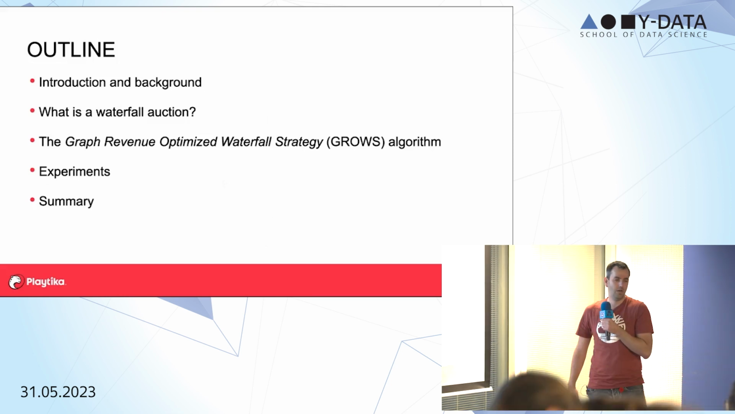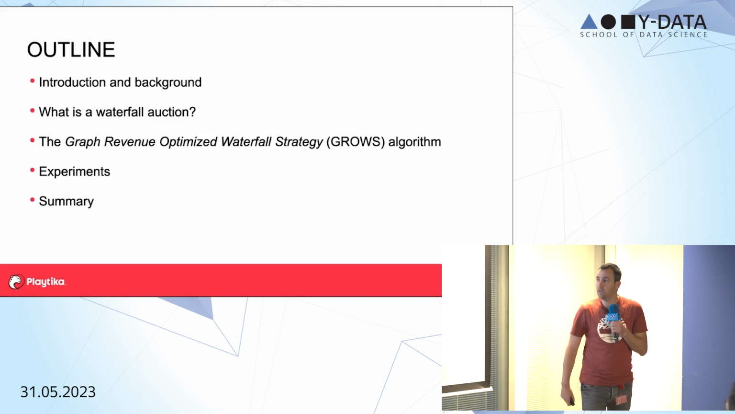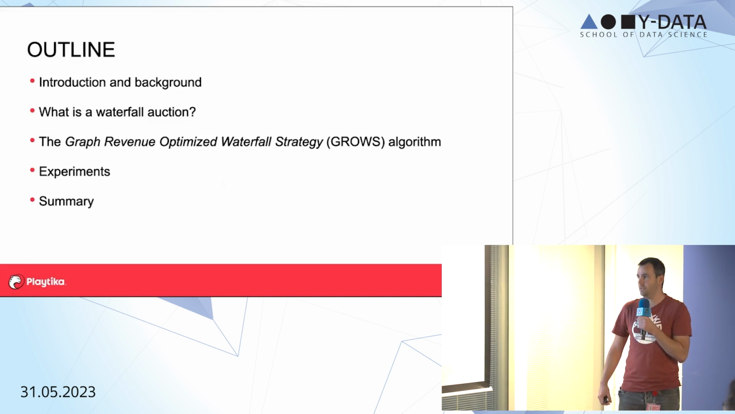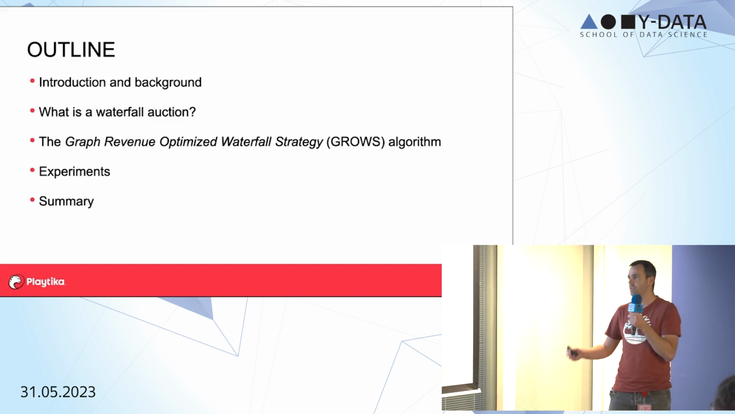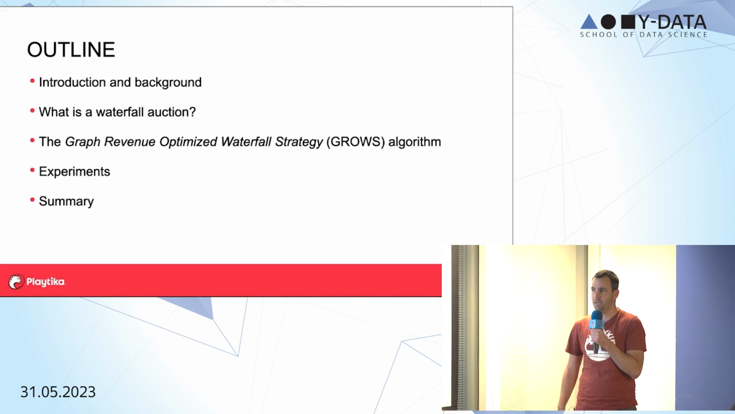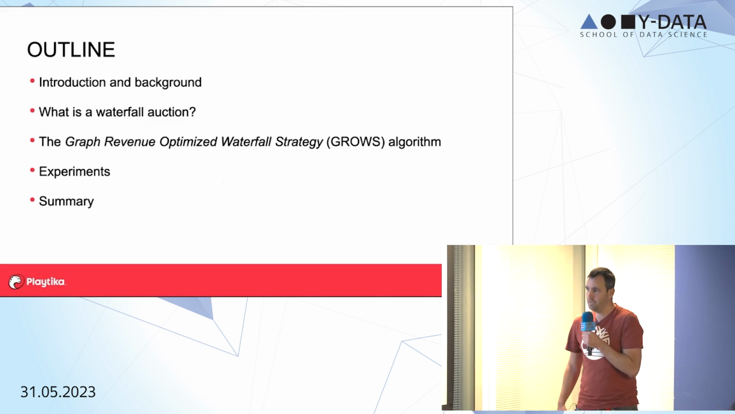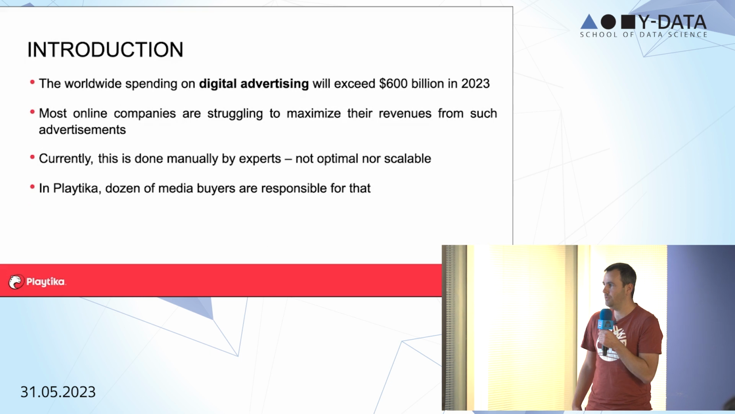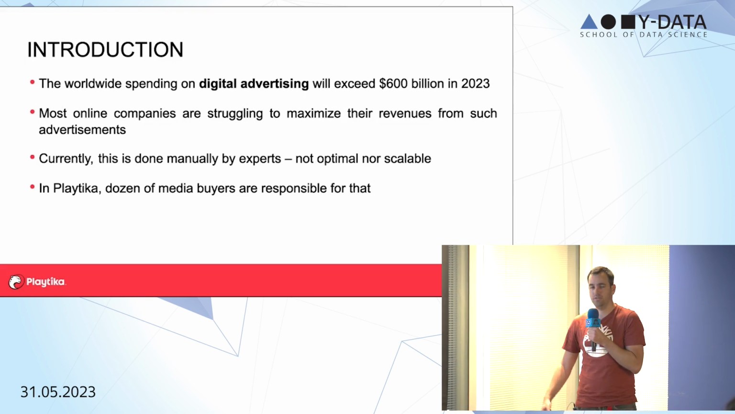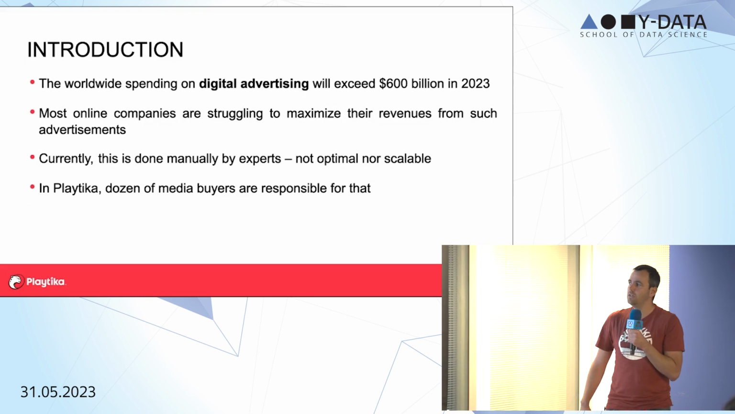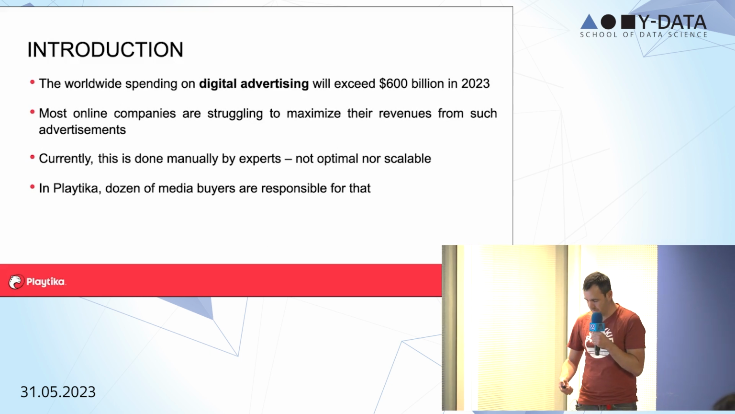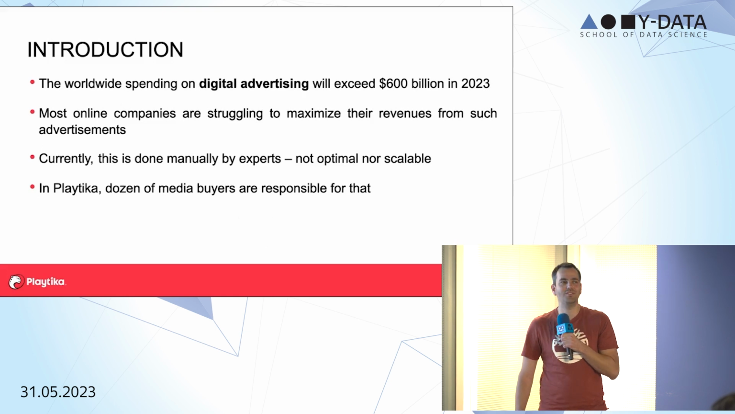So the outline of this talk: I'll introduce the waterfall auction and give some relevant background. Then I will introduce the graph revenue optimized waterfall strategy, or the GROW in short. Then I will present some experimental results and summarize the talk. And you can ask me any question during the talk.